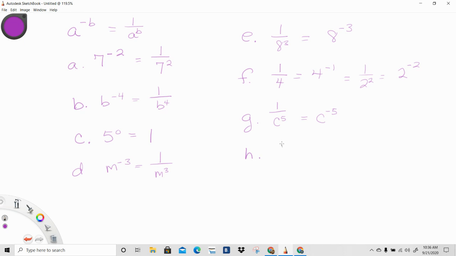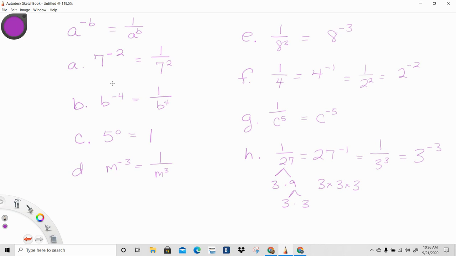Now with H, they give you 1 over 27. Again, you could do 27 to the negative 1, or what I know because I've been doing this for a while is that 27 is 3 times 9, and 9 is 3 times 3. If you guys ever did factor trees, that's what this is. 27 is basically 3 times 3 times 3, or 1 over 3 to the 3rd, which also can be written as 3 to the negative 3. So that's how you switch things from positive exponents to negative exponents.